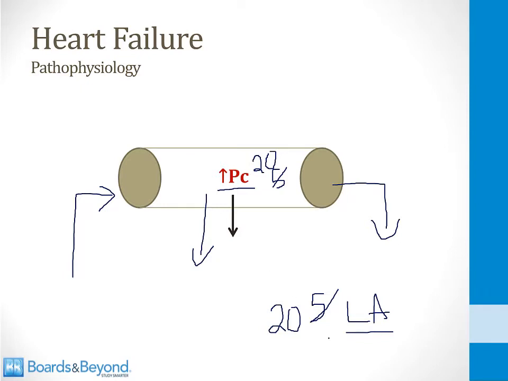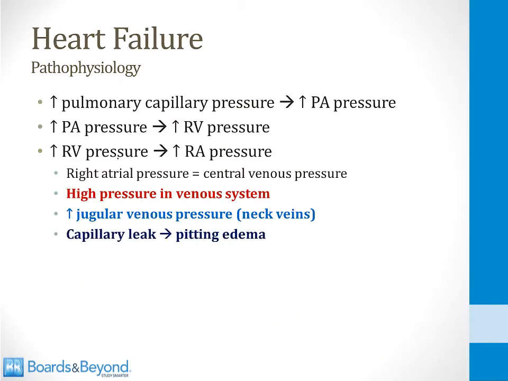So the key point here is that when the left atrial pressure goes up in heart failure, the hydrostatic pressure in the capillaries also goes up, and that causes pulmonary edema. And so now the process can continue to go backwards and affect more and more chambers. When the pulmonary capillary pressure rises, that can lead to a rise in the pulmonary artery pressure. And when the pulmonary artery pressure rises, that can lead to a higher pressure in the right ventricle. And when the right ventricular pressure rises, that can lead to a higher pressure in the right atrium. And remember that the right atrium is connected to the venous system. So right atrial pressure is the same as central venous pressure.